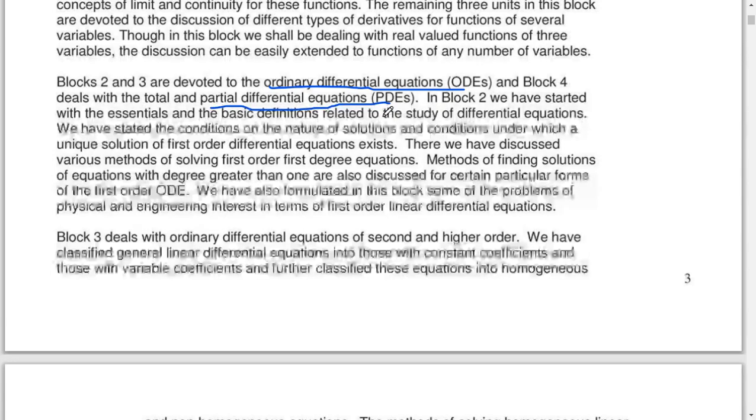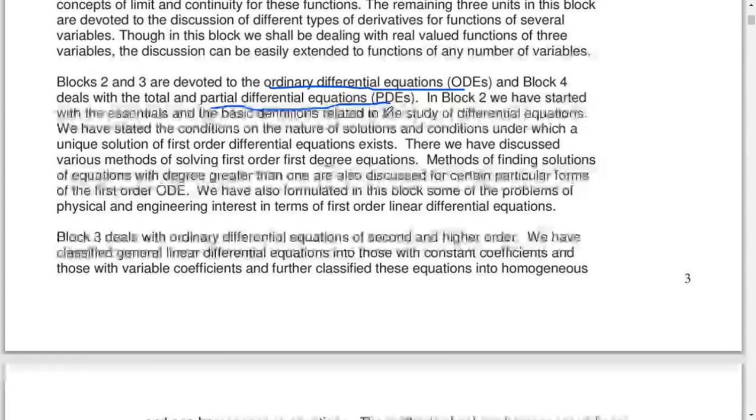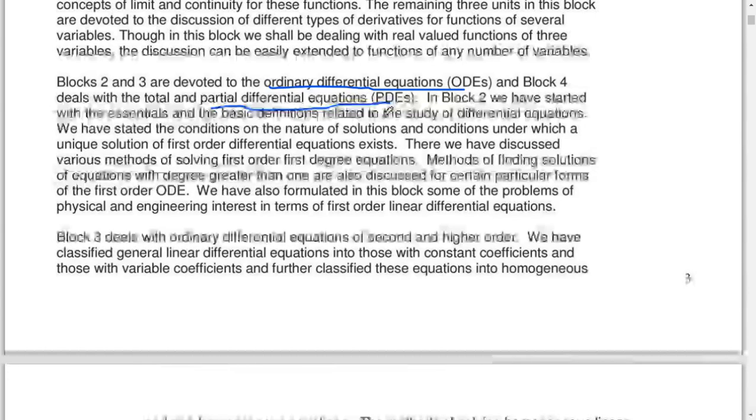In block 2, we have started with the essential and the basic definitions related to the study of differential equations. We have stated the conditions on the nature of solutions and conditions under which a unique solution of a first order differential equation exists. There we have discussed various methods of solving first order first degree equations. Methods of finding solutions of equations with degree greater than 1 are also discussed for certain particular forms of the first order ODE. We have also formulated in this block some of the problems of physical and engineering interest in terms of first order linear differential equations.